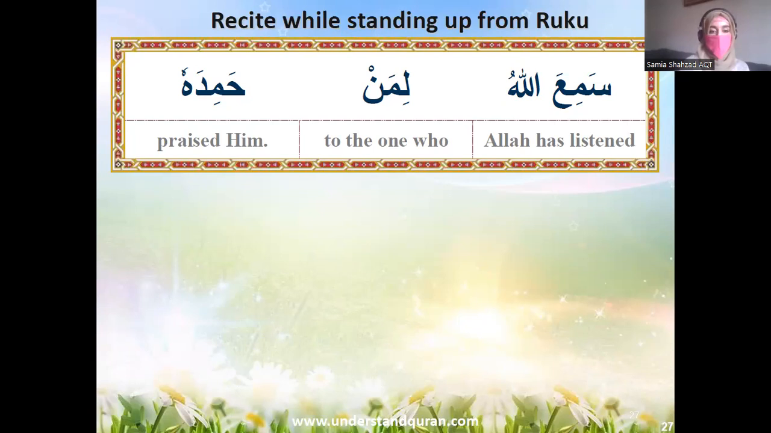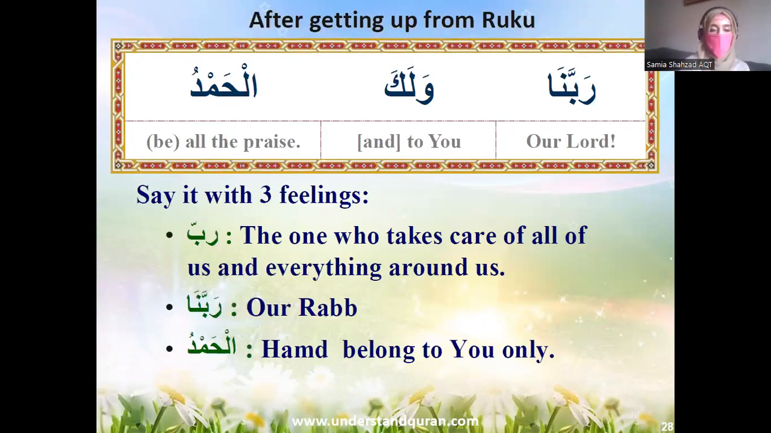Okay. Next is Sami Allahu liman hamida. This is what we recite after ruku. Next, Rabbana walakal hamd. We understand it with the help of these words. Three things especially should be in the mind: that He is the Rabb, He is our Rabb, and we are praising Him and thanking Him only.